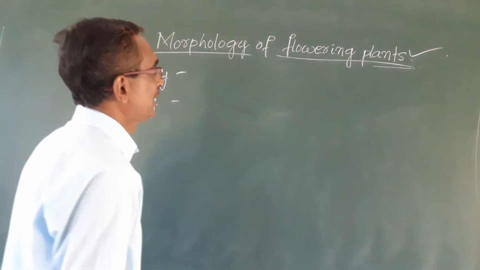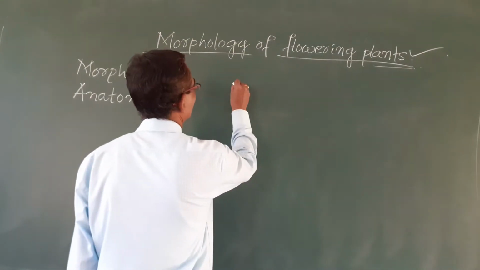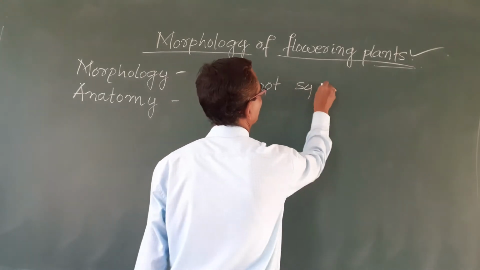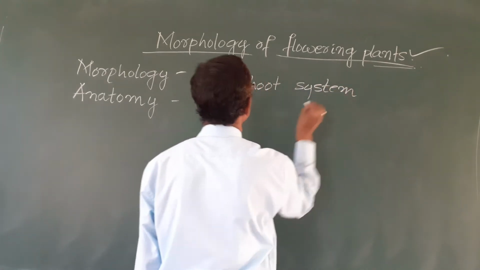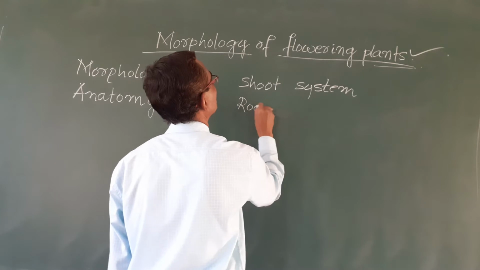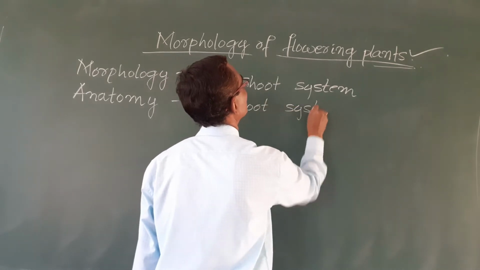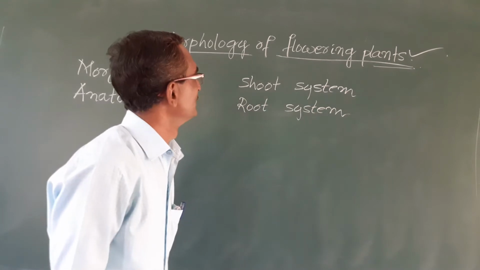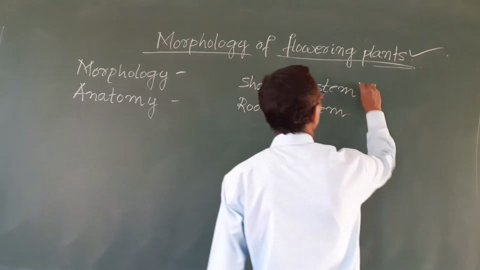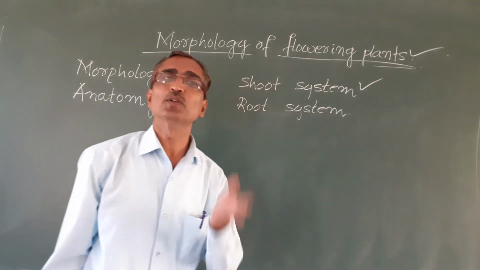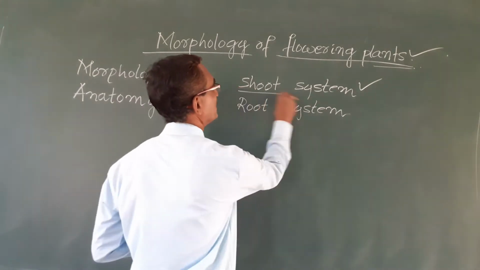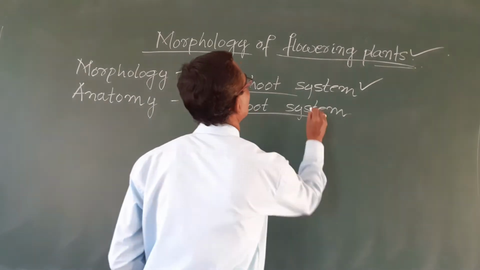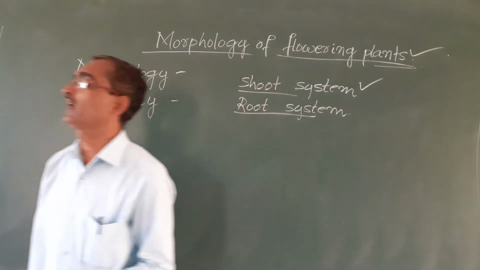So flowering plants mainly consist of the shoot system and root system. The part of the plant which is above the ground makes the shoot system, and the part which is below the ground is the root system. Fine.